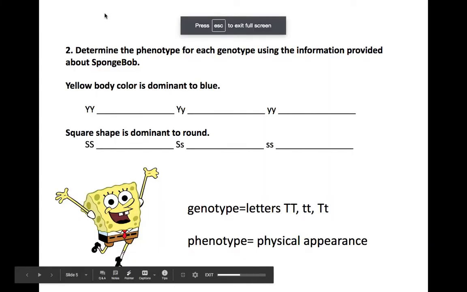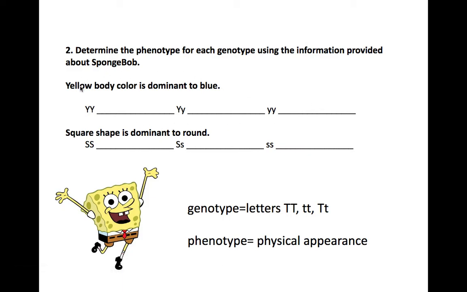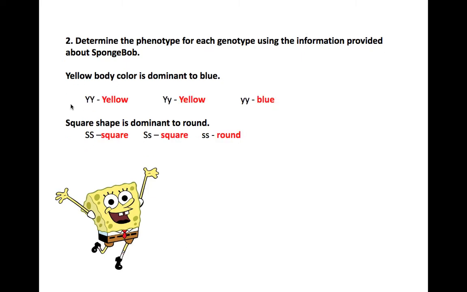So you're given right here the genotype, and it wants you to tell the phenotype. Right here it says yellow body color is dominant. So my capital letter's dominant, and blue is going to be recessive. So if I'm big Y, I'll go ahead and click it ahead. Big Y is yellow. Big Y is still yellow because big Y is dominant to the little y. And the only way here that you can be blue is if you have two lowercase letters.